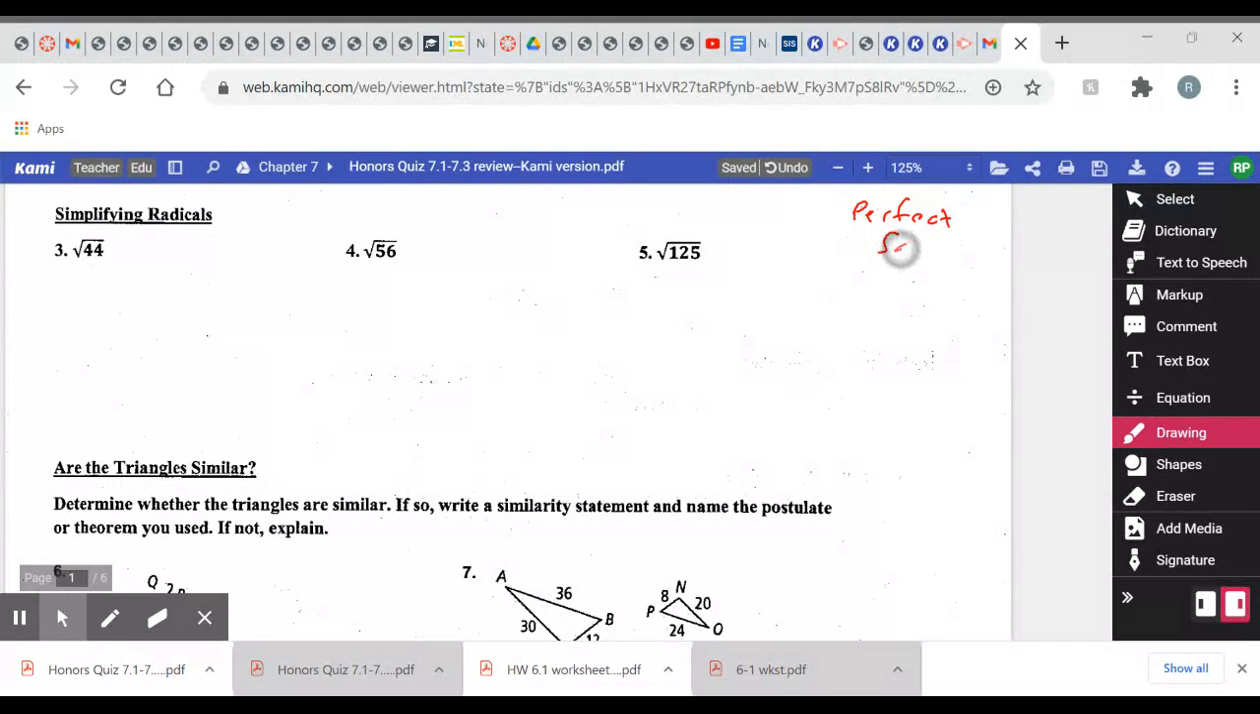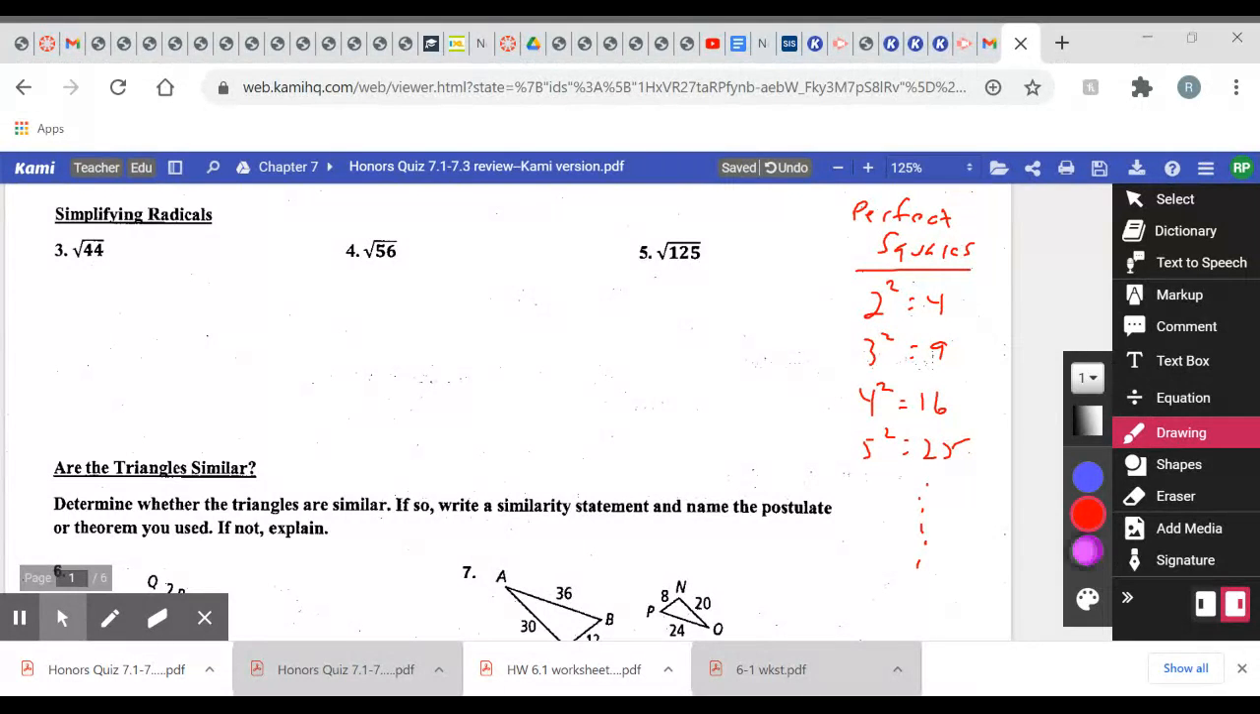I'm going to remind you what perfect squares are. So perfect squares are like 2 squared is equal to 4, 3 squared is equal to 9, 4 squared is equal to 16, 5 squared is equal to 25, and of course that keeps going. So I want to try to think of those perfect squares. I know some people like to use a factor tree. I don't generally do that, but you can if that's helpful to you. The way I generally do it is I think, okay, what perfect square goes evenly into 44? And again, my perfect squares are these circled numbers over here.